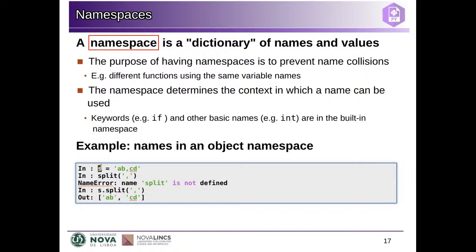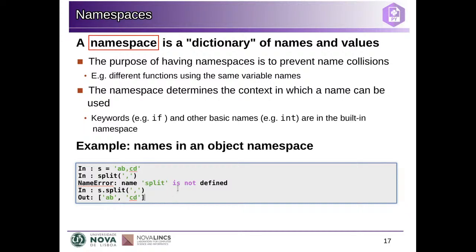So if the string object S is this, A, B, C, D, we cannot just call split with a comma in that case, because Python doesn't know what this split means. There is no entry on this scope, on this namespace for the name split. But if you say S dot split, then it's split inside the object S, and now Python knows what this means. This is the method split of the string object, and now it returns the value that we want.